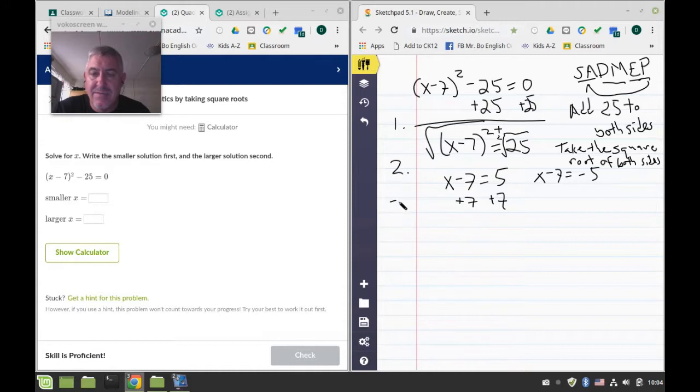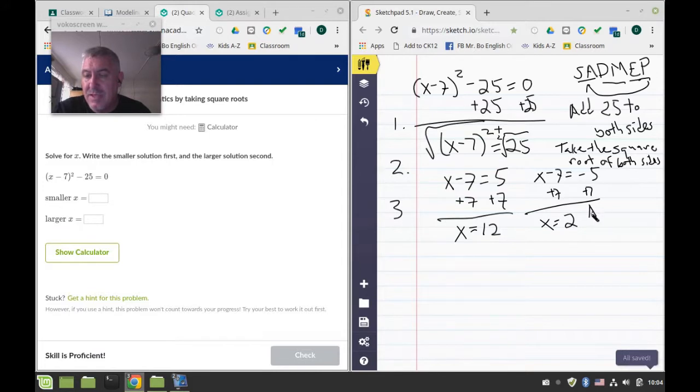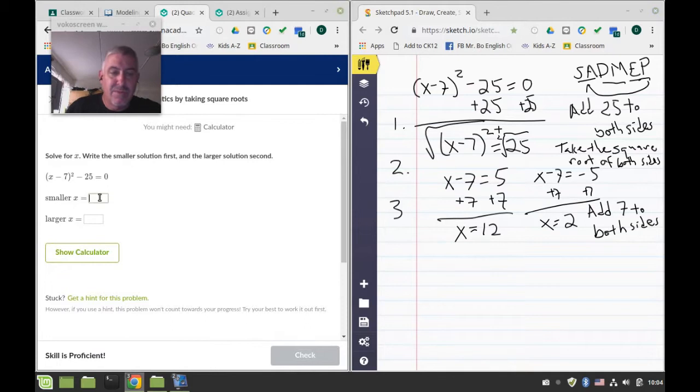Okay. So now my step 3, x is equal to 12, or x is equal to 2. And my step 3, we're going to add 7 to both sides. All my kids know, I always say one side, and they say, no, two sides. Okay, so our answers are x equals 2 and x equals 12. We're going to type in the smaller number 2 first and the larger number 12 second.